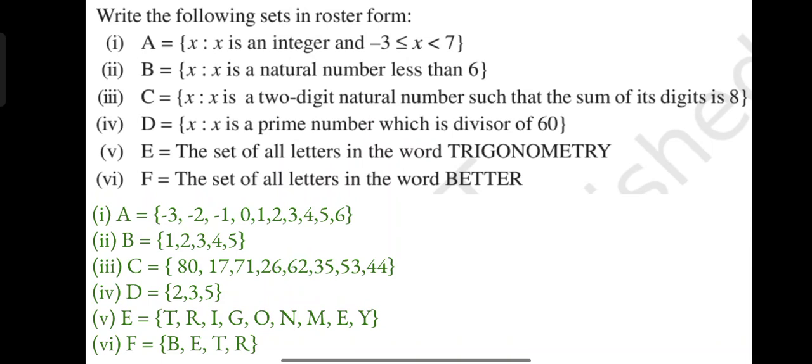So 44. And what will be the next number? The first 4 came second, and the second 4 came first. Okay, then what will we get? We will get again 44, but we know that in a set there should not be repetition, isn't it? So we can't write 44 one more time. So the set is 80, 17, 71, 26, 62, 35, 53 and 44.